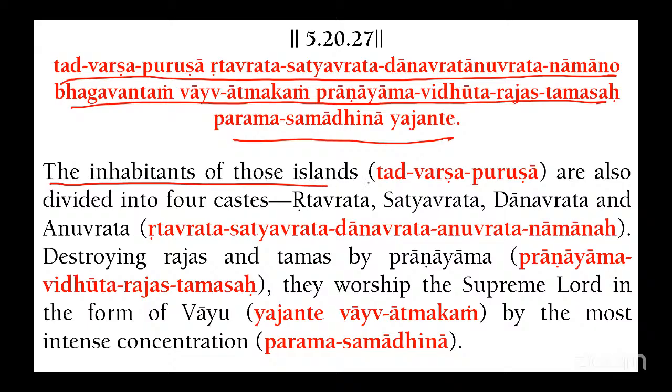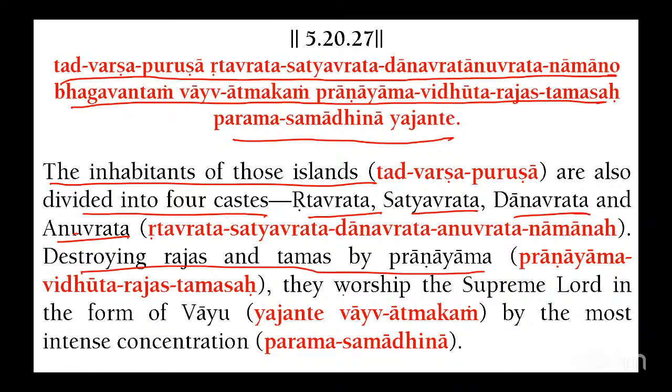The inhabitants of those islands are divided into 4 clans: Ritavrata, Satyavrata, Danavrata, and Anuvrata. So these are the Brahmanas, Kshatriyas, Vaishyas, and Shudras. Destroying Rajas and Tamas by pranayama, they worship the Supreme Lord in the form of Vayu by the most intense concentration. Parama Samadhi, no?